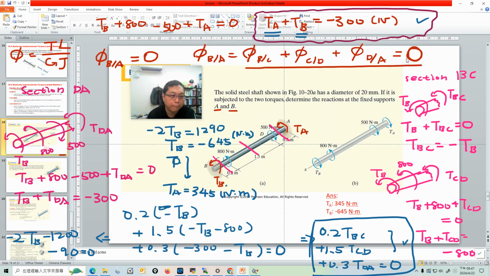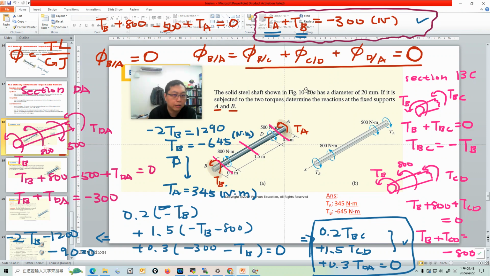And in this problem, the compatibility equation is that the angle of twist phi B related to phi A is 0, because this member is fixed in the wall. We apply the external torque, but there's a reaction torque to make the whole member not have any angle of twist. So this is 0. Then we can divide this angle of twist by the cut section method. We can calculate the angle of twist in each section, and in each section we use TL over GJ.